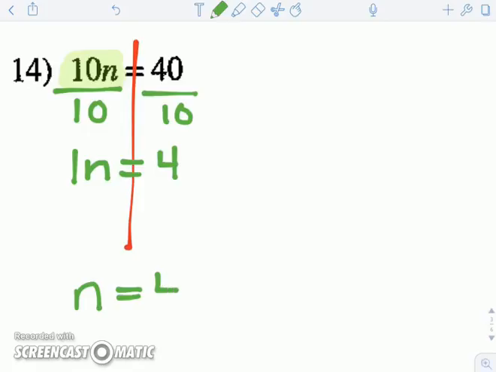So I have n is equal to 4. However, it's not wrong to write the 1. You won't lose points or anything like that. Just know that 1n is the same as n. So in this case, my answer is 4.